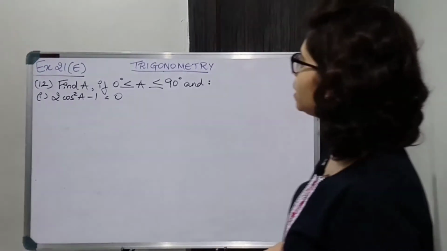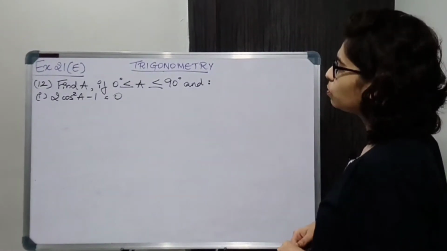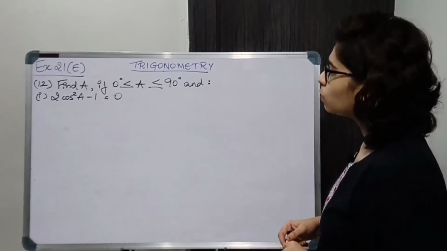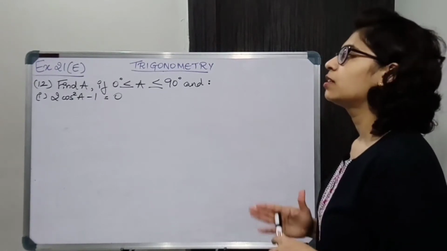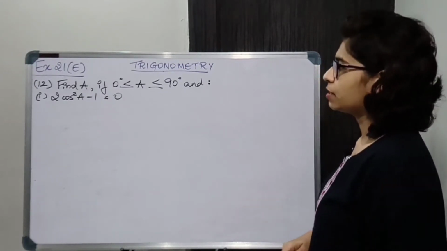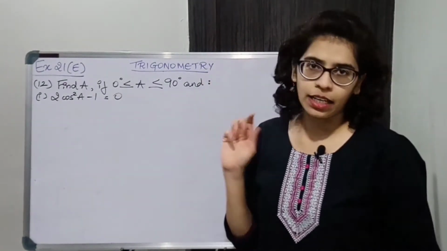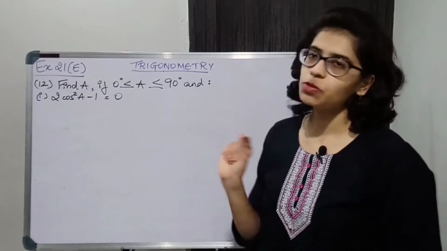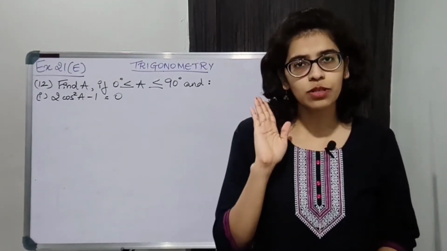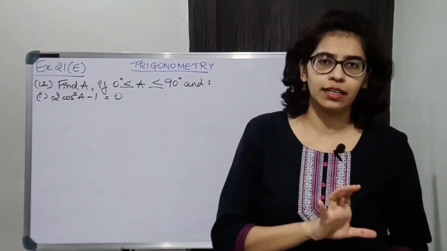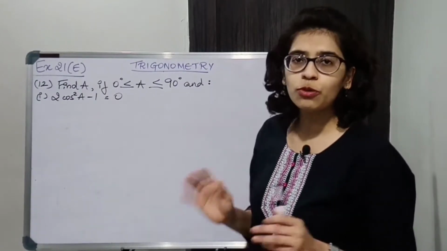Question 12. Find A if A is greater than or equal to 0 degrees and less than or equal to 90 degrees, and sub question 1, 2 cos square A minus 1 is equal to 0. Now we have to find A over here. A lies between 0 and 90, which means it will come from the standard values we have learned. So you are supposed to know the table.